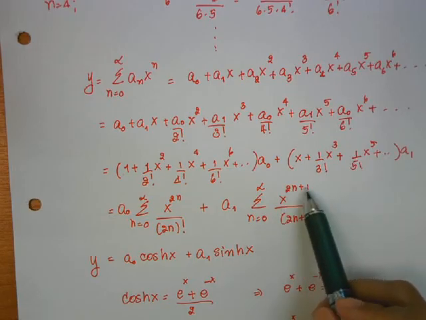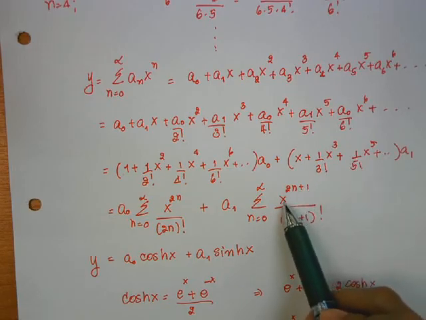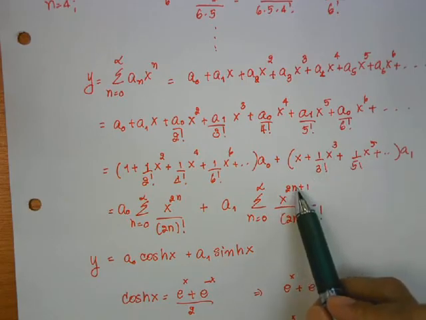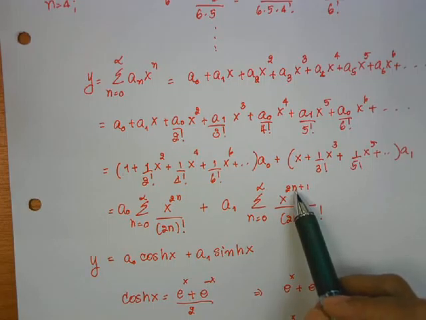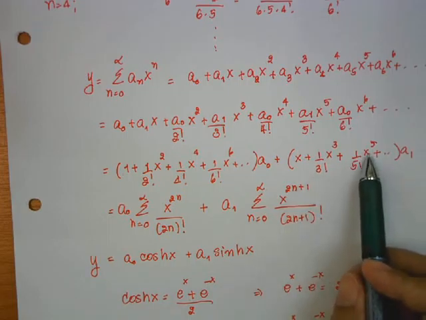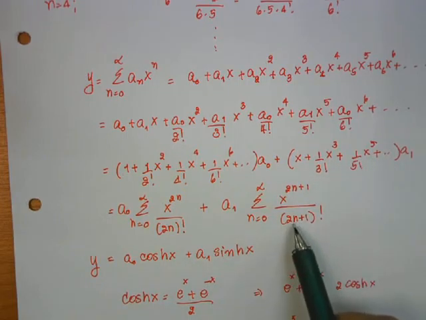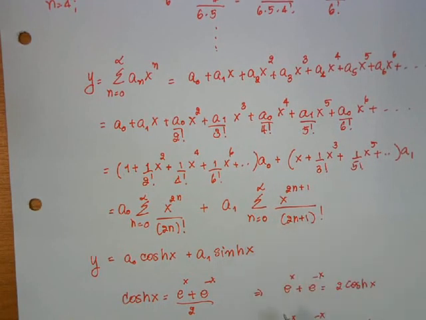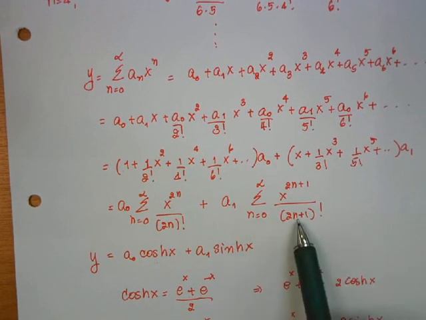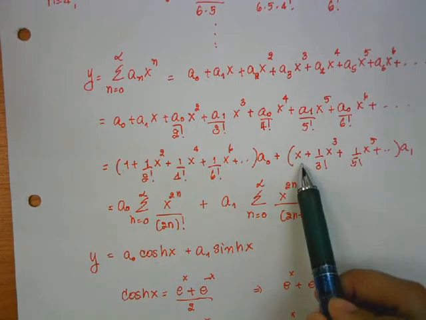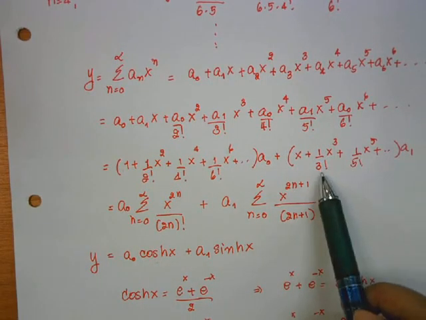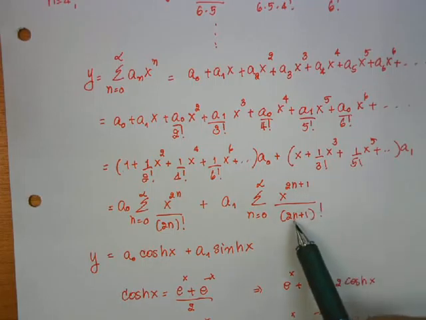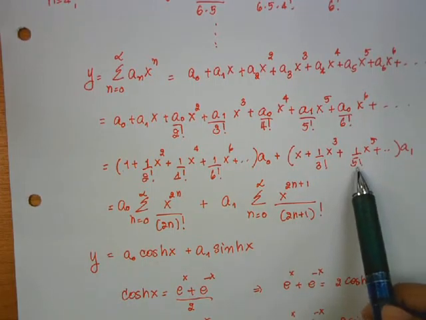Now for the second term, you should get x to the power of 2n plus 1, right? If n is equal to 0, you get x to the power 1. If n equal to 1, you get x to the power 3. If n is equal to 2, you get x to the power 5. Divided by 2n plus 1 factorial. If n is equal to 0, you get 1 factorial, which is equal to 1. If n is equal to 1, you get 3 factorial. If n is equal to 2, you get 5 factorial.